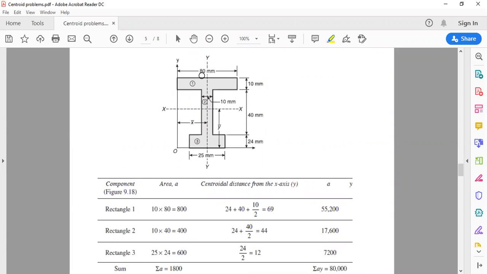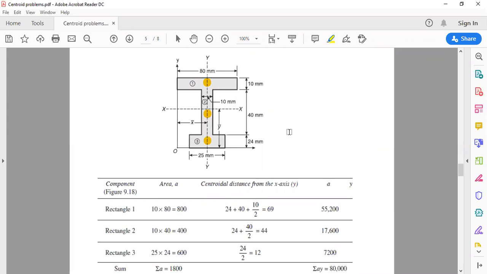So you will divide this given section into three rectangles. The first one, the second one, and the third one. Now as soon as you divide this into 1, 2, and 3, the first work is to locate the individual centroid for all those three figures. So the first centroid lies somewhere at this point. The second centroid lies somewhere at this point. The third diagram's centroid also lies somewhere at this point.